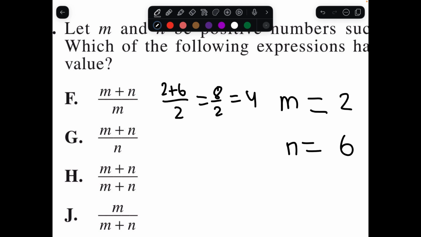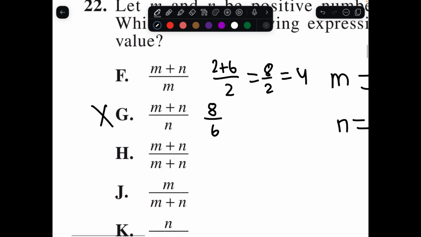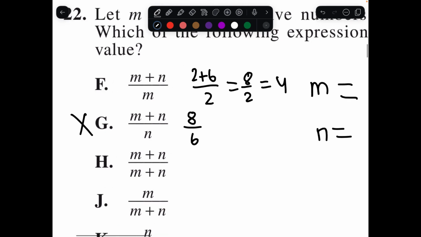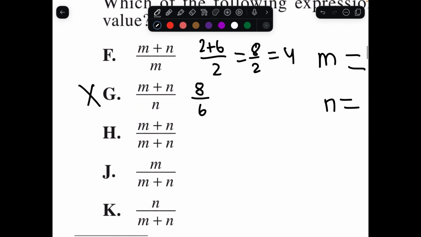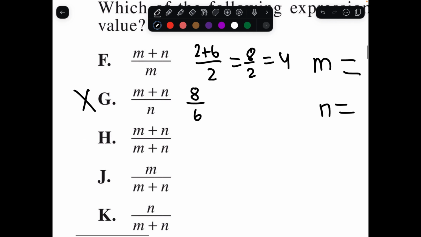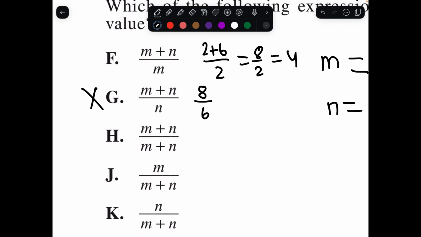Let's go on to the next answer choice. 2 plus 6 is 8 over n, which is 6. 8 over 6 is less than 4, so it can't be G. Let's check the other answer choices. Okay, for H, I don't even need to test it with plugging these in. M plus n over m plus n, that is going to be 1, which is less than 4. So far, F is our greatest answer choice.